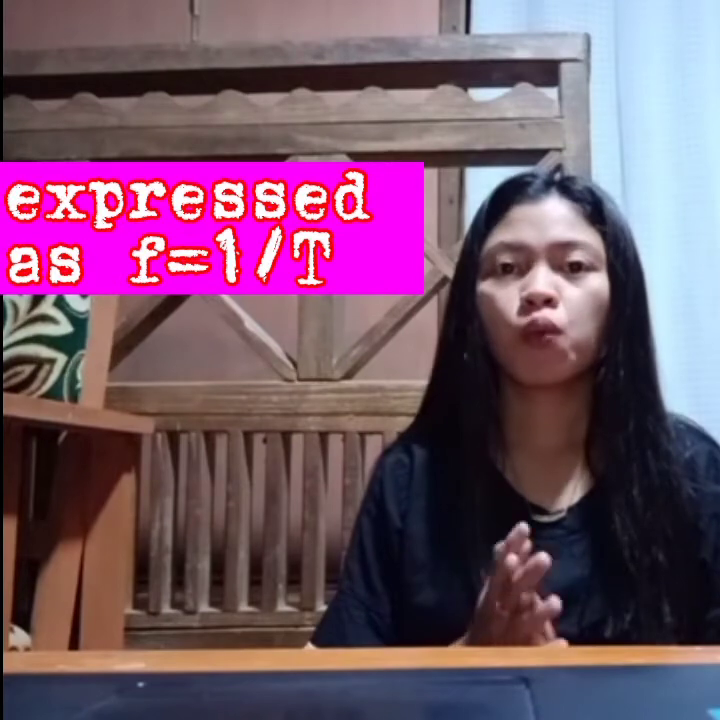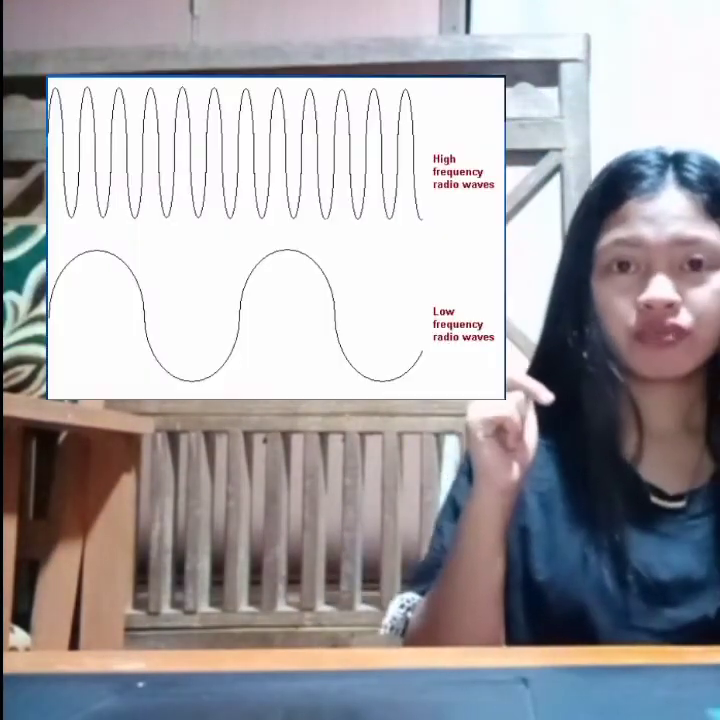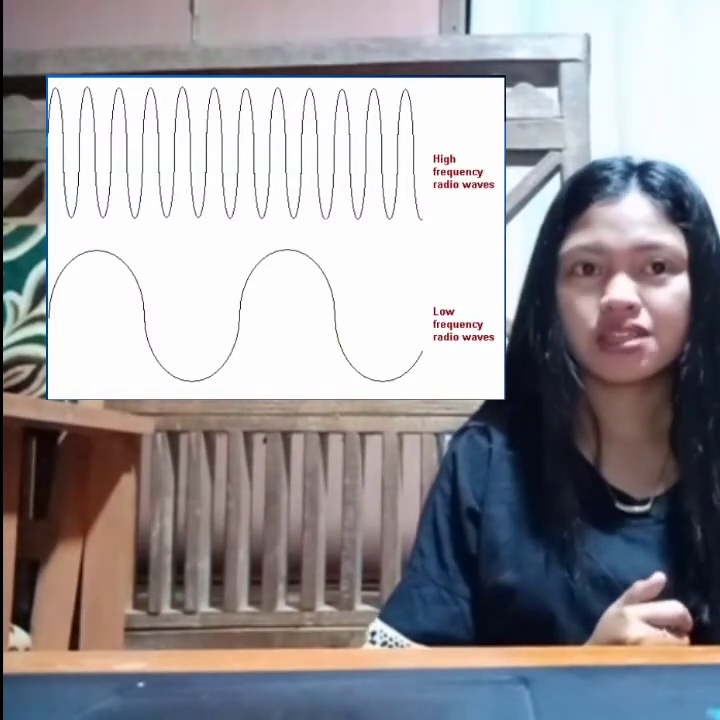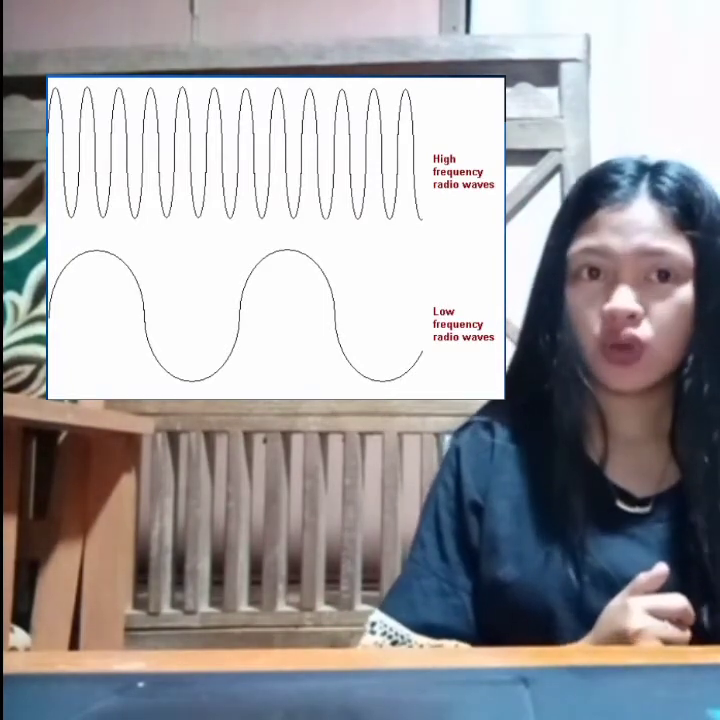So frequency is a reciprocal of the period. So it is expressed by f is equal to 1 over T. The number of waves that pass through a given point in one unit of time is also called frequency. So the higher the frequency, the shorter the wavelength. As shown in this picture, as you can see, if the wavelength is shorter, then the frequency is higher. If the wavelength is longer, the frequency is lower.